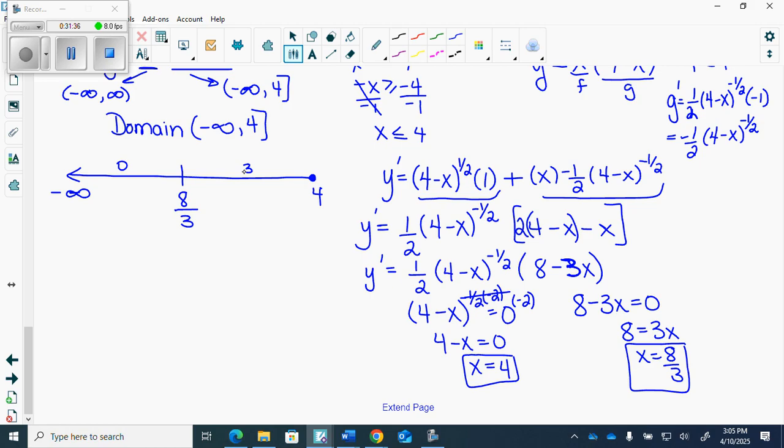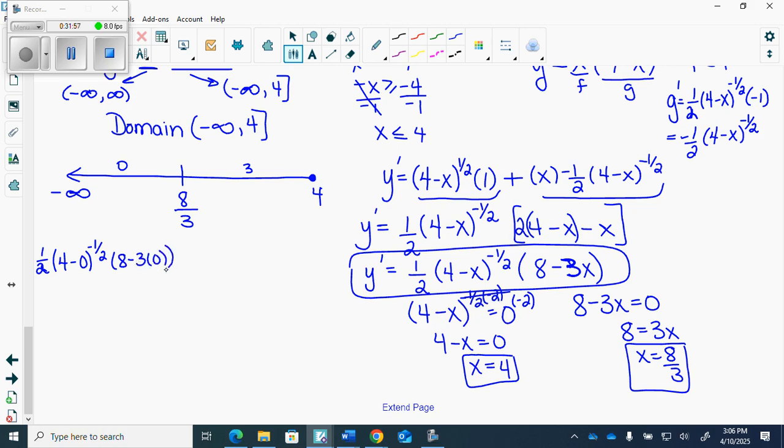So then we plug it into the reduced, this one. So I'm going to get 1/2, 4 minus 0 to the negative a half, 8 minus 3 times 0. Anything to a negative just makes it a fraction, correct? Negative doesn't make it negative. A negative exponent makes it a fraction, still positive. So a lot of people fall for that. They'll be like, oh, the number's negative. No, it's 4 flipped, so it's a half, and it's square rooted, so it's 2, right? So this is technically the square root of a quarter, which is a half.